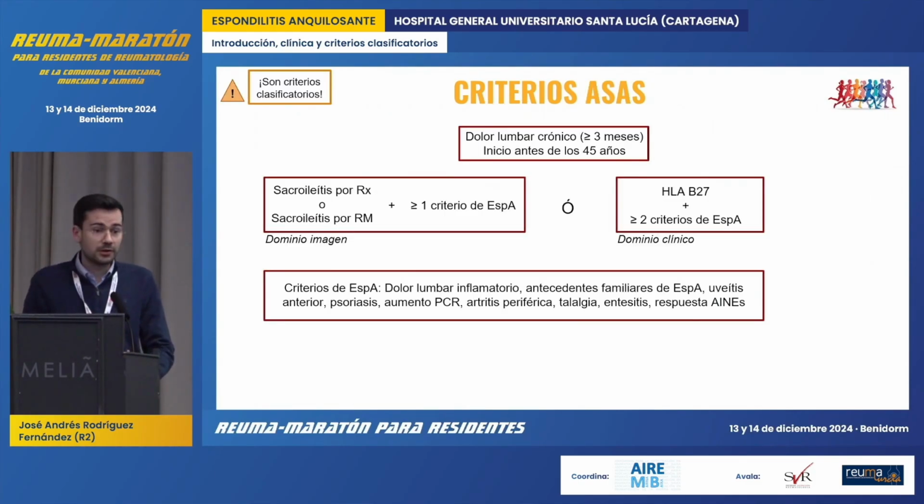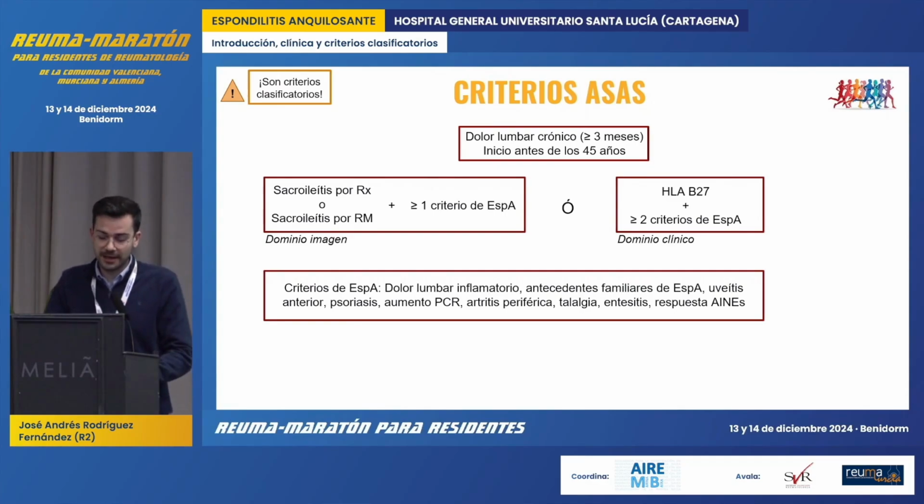Let's recall that both the criteria, modified New York and the ASAS criteria, are still classification criteria developed for research purposes and to group certain patients for study, but they can help guide diagnosis. The beginning of the ASAS criteria: ASAS would start with a patient experiencing chronic inflammatory type of pain lasting more than 3 months, and the onset would be before the age of 45.